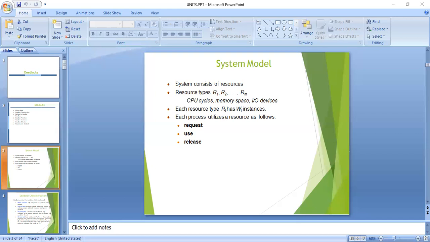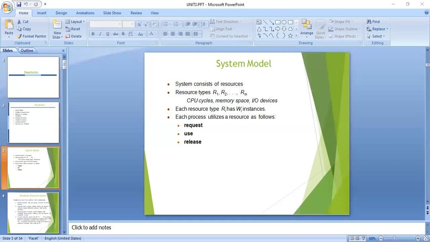So these directions are important. With the help of the directions, if the arrow is going from the process P to the resource R, then that is called a request edge. And if the directed edge is moving from the resource to the process, then it is called an assignment edge. So we'll see the graph, and this is the continuation of the resource allocation graph.